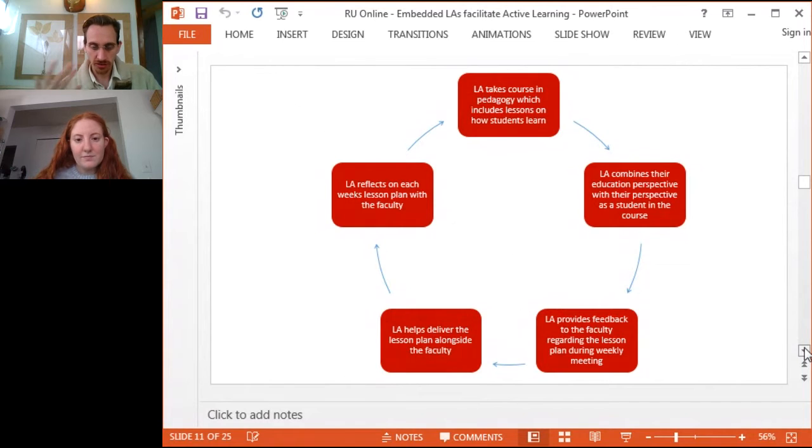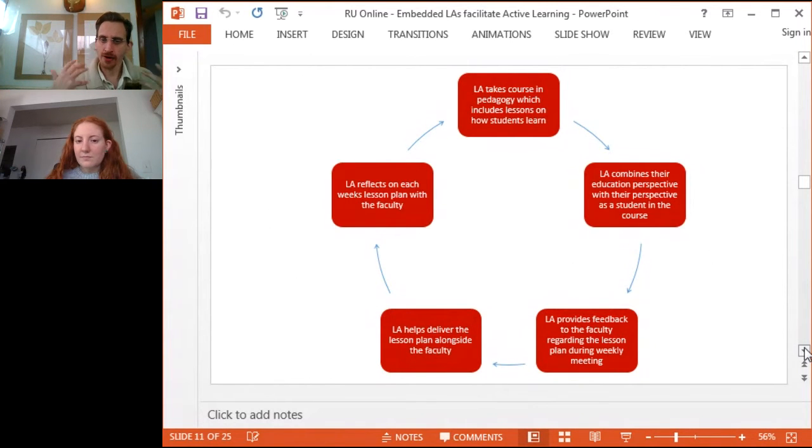So in the preparatory meeting with their faculty members, the learning assistants are going to say, when I was a student, these are the things that I struggled with. And giving that feedback is going to help the faculty make adjustments to their teaching practices, okay? Then the LA and the faculty are going to step into the classroom together, and they're going to help deliver that lecture or deliver that active learning class. And then they're going to reflect together.